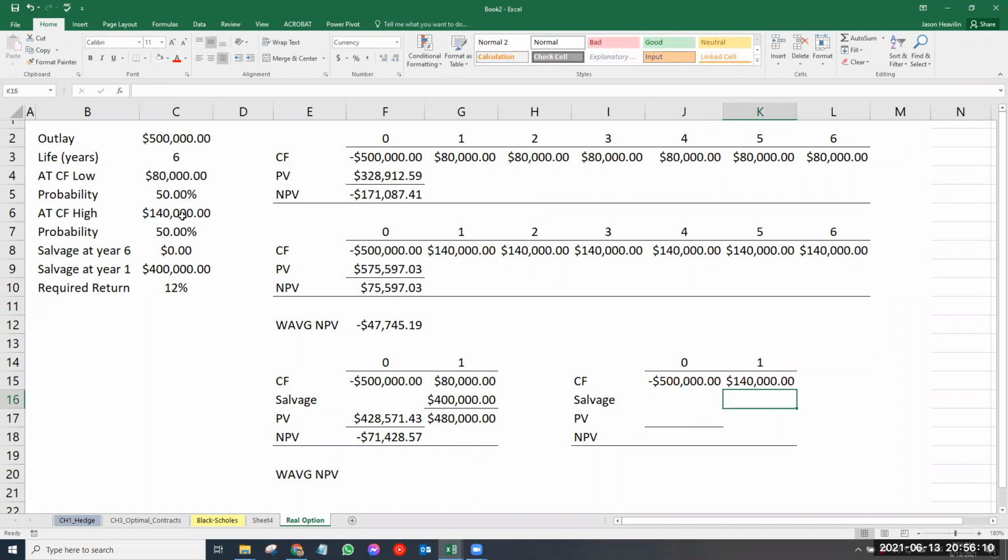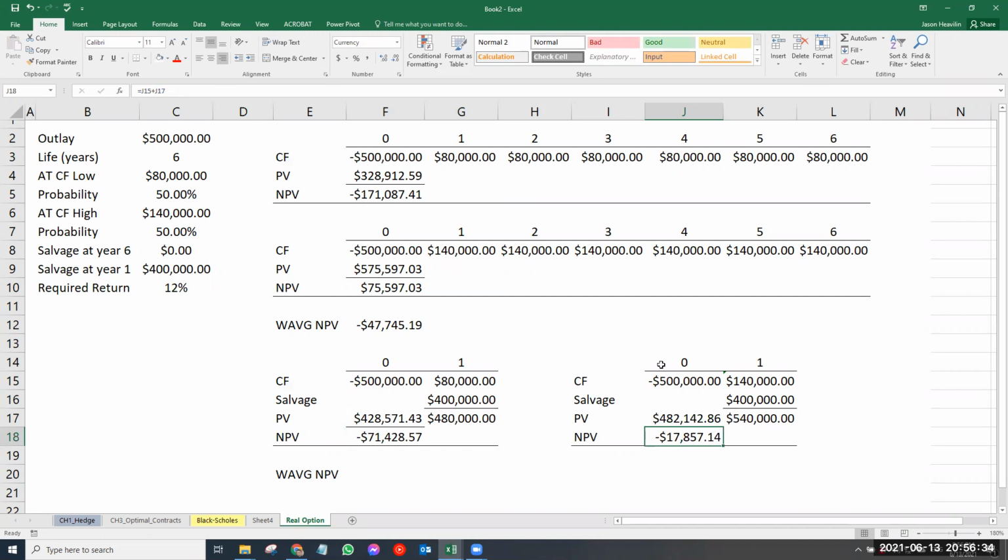We get the $140,000 there. Now salvage value will be the same. And we can practically copy all this and just fix the interest rate one, not the interest rate, but the required return or the discount rate. And that's the situation.